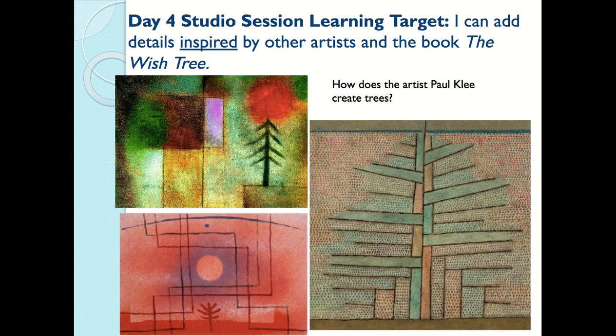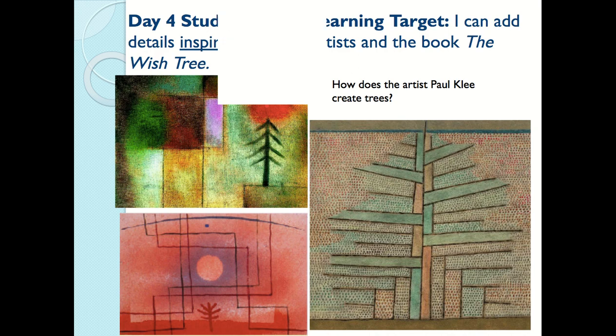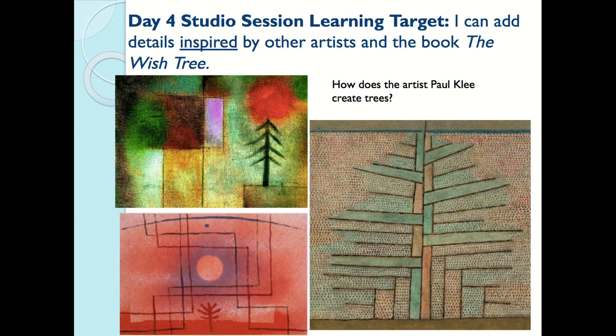I'm going to ask that for this project, if you want to add a sun, please borrow this idea and be inspired by Paul Klee. Just make your sun a simple circle with no lines poking out from it. Just the simple circle will make an interesting sun and help keep your work looking abstract.